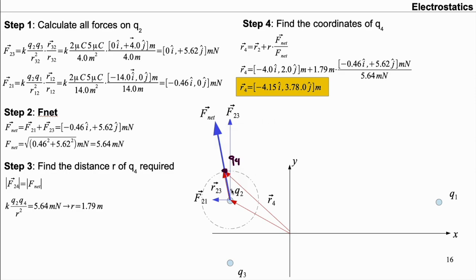Note that if my charge 4 would actually have had a negative sign, then instead of going in the direction of Fnet, I would have had to go in the opposite direction of Fnet, because then we would have had an attractive force. So in order to create this force that cancels Fnet, if Q4 was negative, it would have had to be down here.